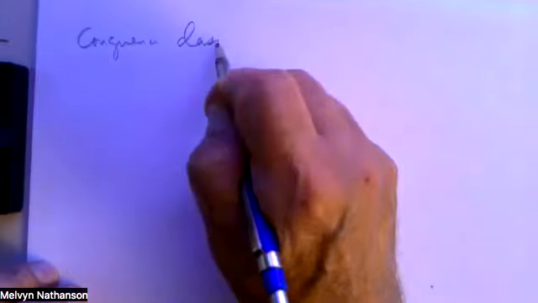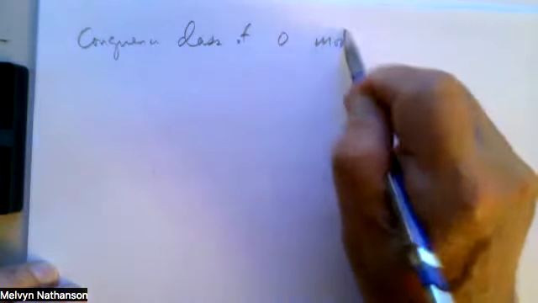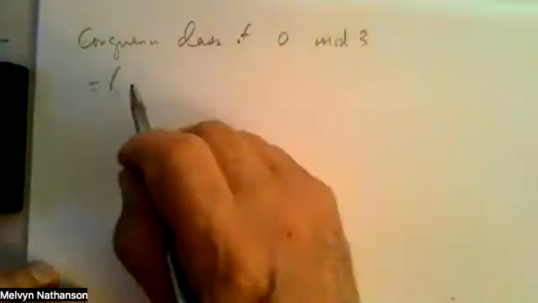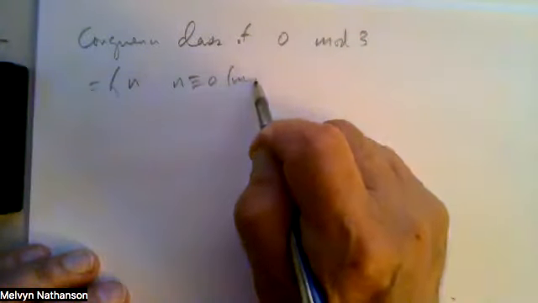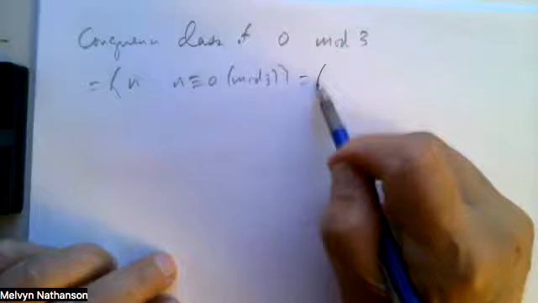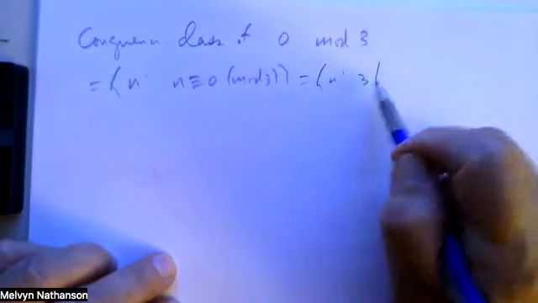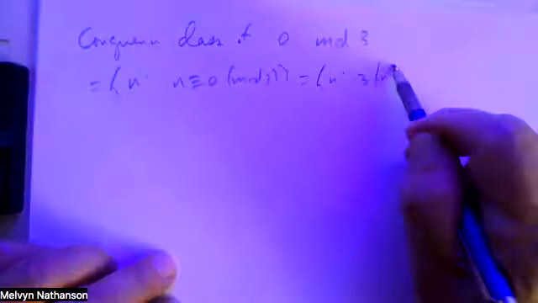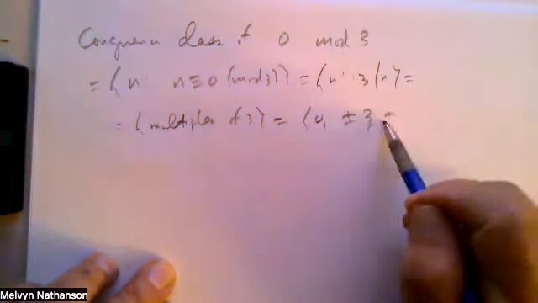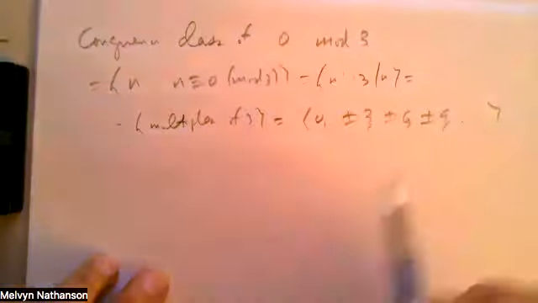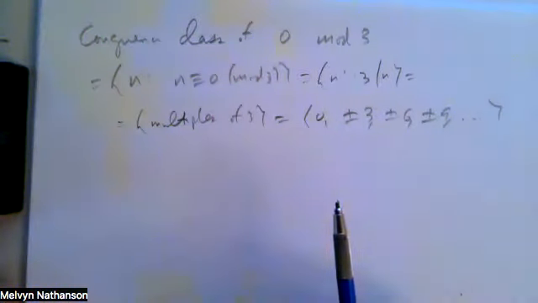What is the congruence class of 0 mod 3? It's the set of all numbers, well, let me just write n. So I've said n is congruent to 0 mod 3. This is all numbers n such that 3 divides n minus 0, or n. So this is the set of all multiples of 3. Right? That's the congruence class of 0 mod 3.